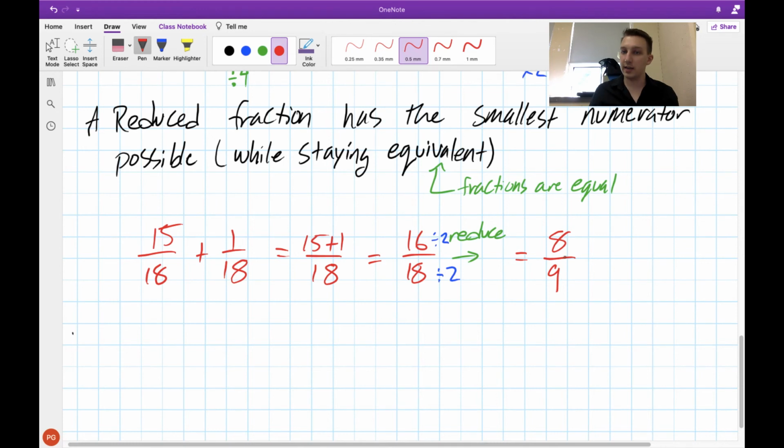Now I can see if there's anything that they share here. Well, I know that 8, I can divide it by 2, but I can't divide 9 by 2. I can divide 8 by 4, but I can't divide 9 by 4. So there's nothing more to reduce, and this would be our final answer.